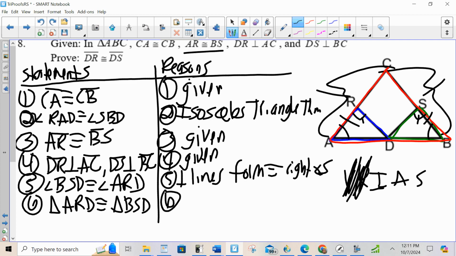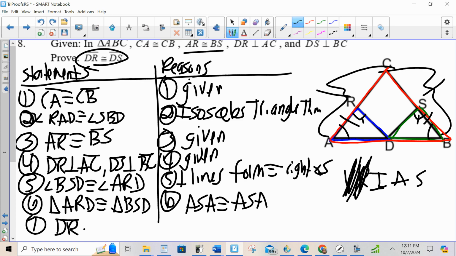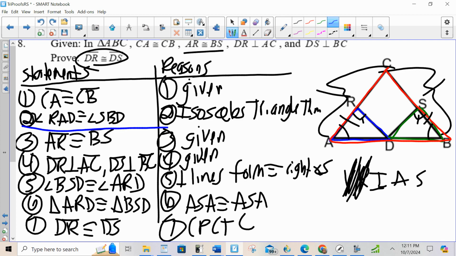I've got angle side angle, two angles and the side between them. And now that I have the triangles are congruent, I can state any of the corresponding parts are congruent. In this case, DR is congruent to DS. Corresponding parts of congruent triangles are congruent. So again, what made this not a basic one is your isosceles triangle theorem, which really isn't that hard as long as you look for the isosceles triangle.